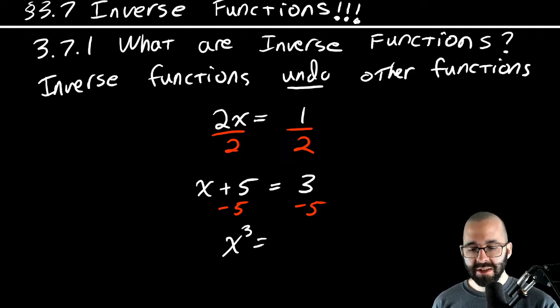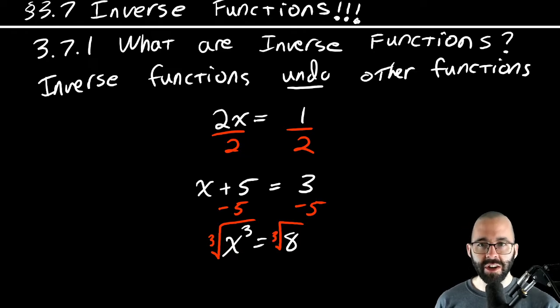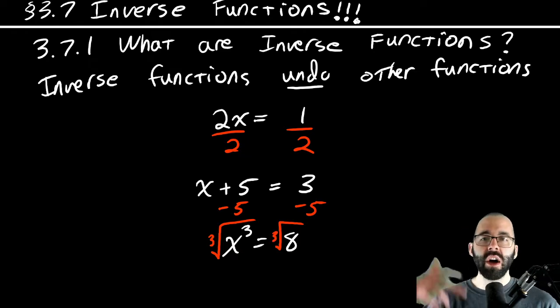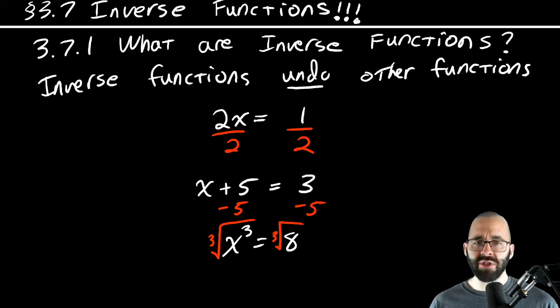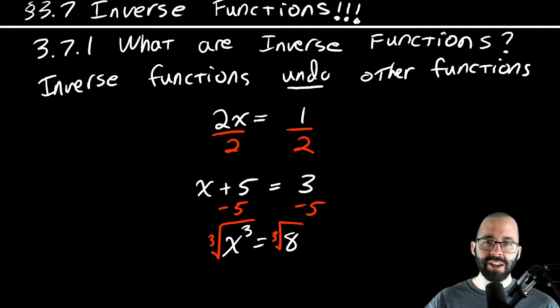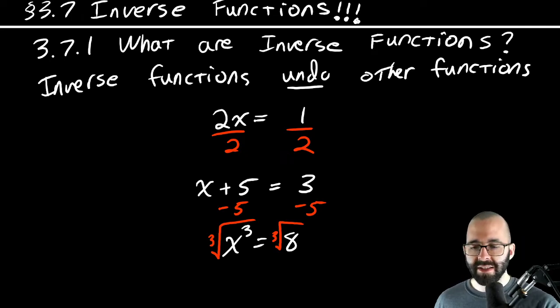Cubed root: x cubed equals 8. Well, let's use an inverse function. Take the inverse function of both sides. This is what inverse functions are. They're ways of undoing functions. I've got an x cubed. I don't want an x cubed anymore. I just want an x.